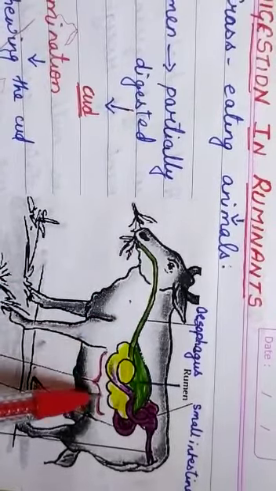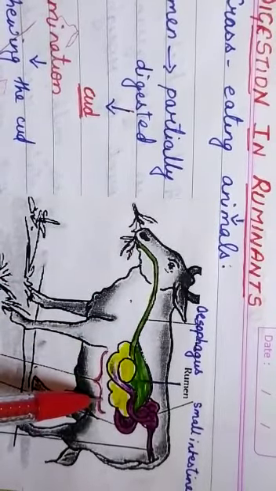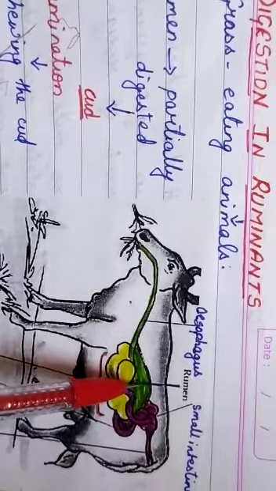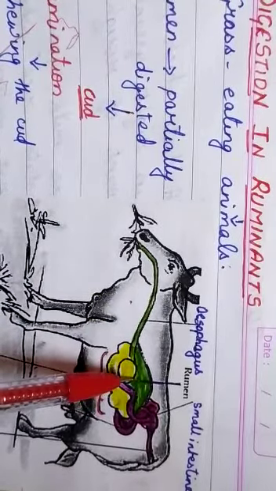This whole part is the stomach. Okay. And where does it go? It goes to the rumen. You can see the rumen. The green colored portion is the rumen.